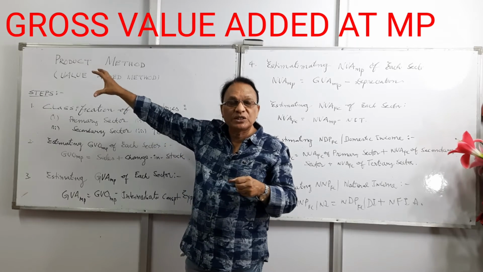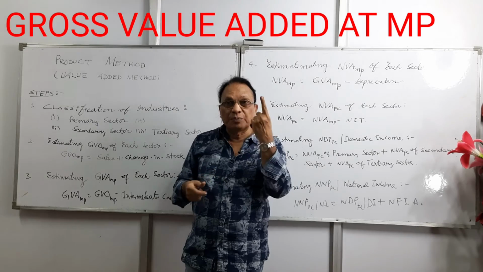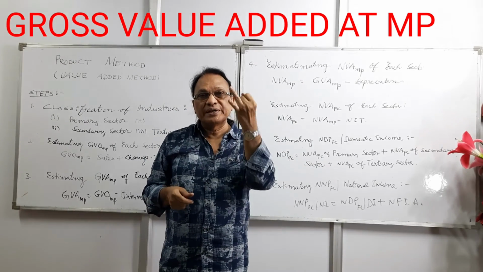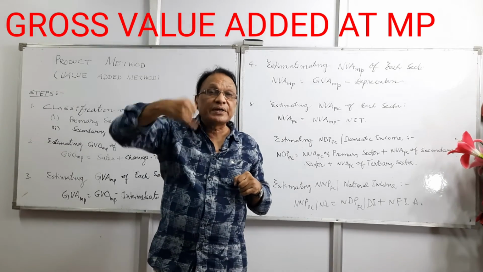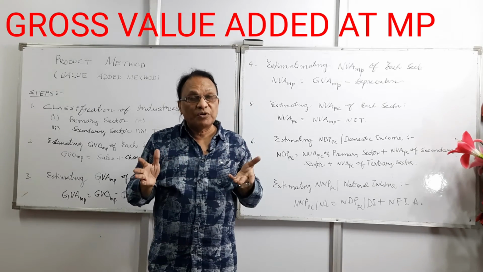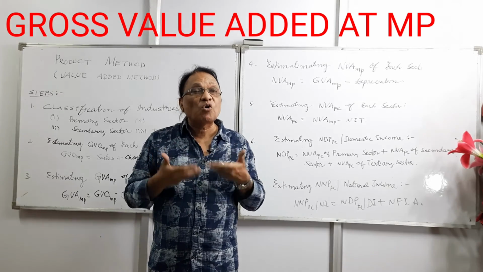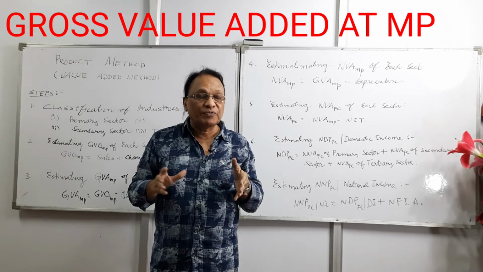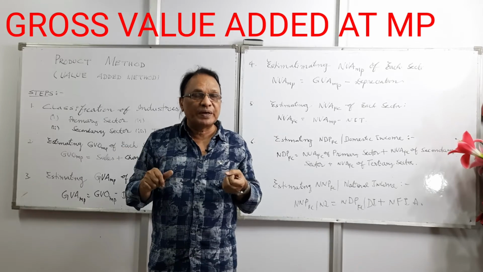So how do we estimate national income by product method or value added method? The first step is classification of industries into 3 categories: primary, secondary, tertiary sector. The second step is estimating gross value of output of each sector. Gross value of output is equal to sales plus change in stock. And the third step is estimating gross value added at market price. Gross value added at market price is equal to gross value of output at market price minus intermediate consumption expenditure.